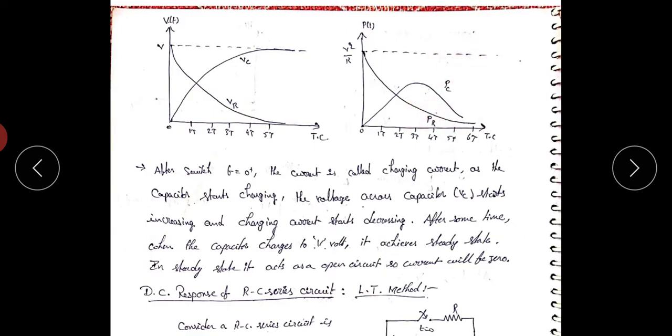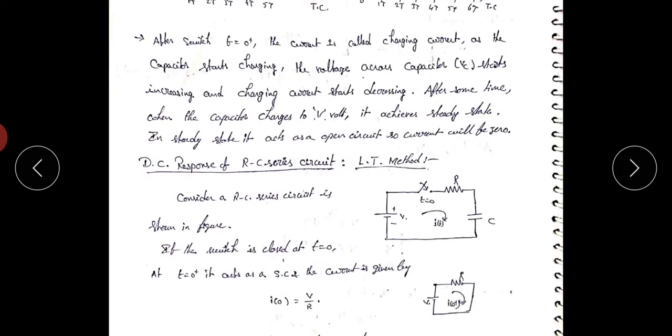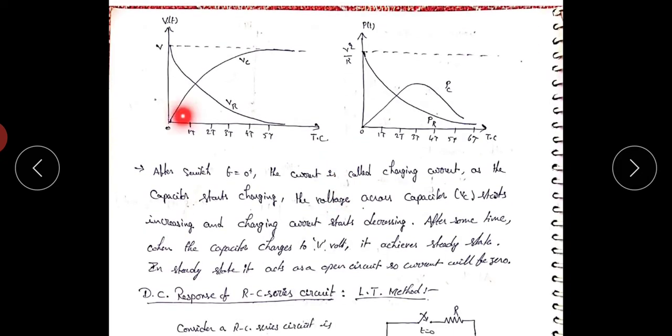Just to see Vc. Here the Vc expression is Vc equals V into 1 minus e power minus t by RC. Initially at t equals 0, e power 0 equals 1. So 1 minus 1 equals 0. So Vc equals 0. So initially at t equals 0, the voltage across the capacitor equals 0.